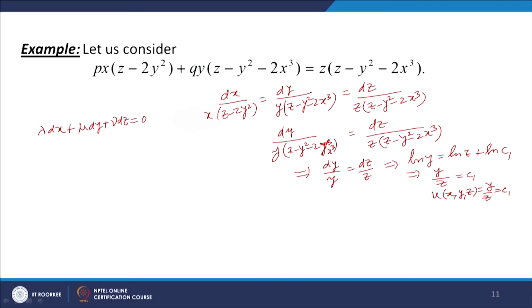So, what I do is I choose lambda as 1, mu as 2y and nu as minus 2. Then what will I get? x times z minus 2y square, into x times z minus 2y square, we are multiplying by 1. Plus mu, we are choosing as 2y, so 2y into y times this. So, 2y square z minus y square minus 2x cube.